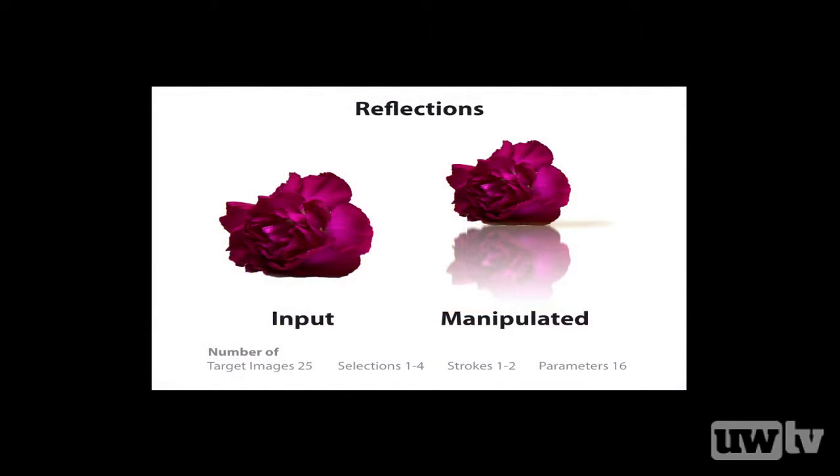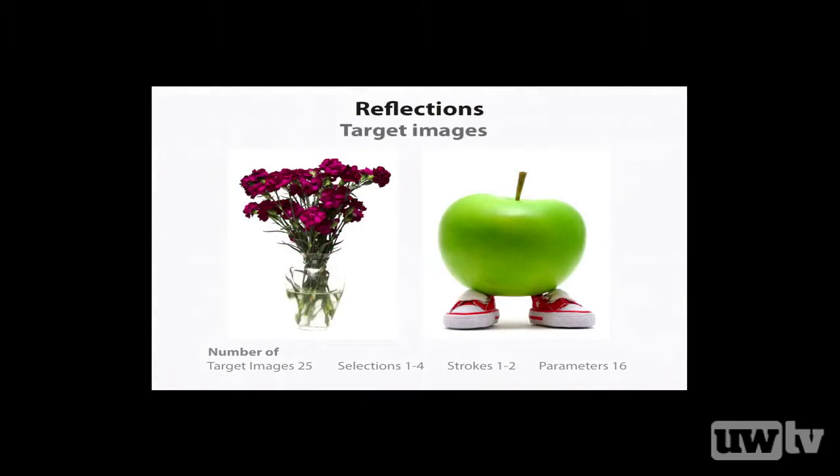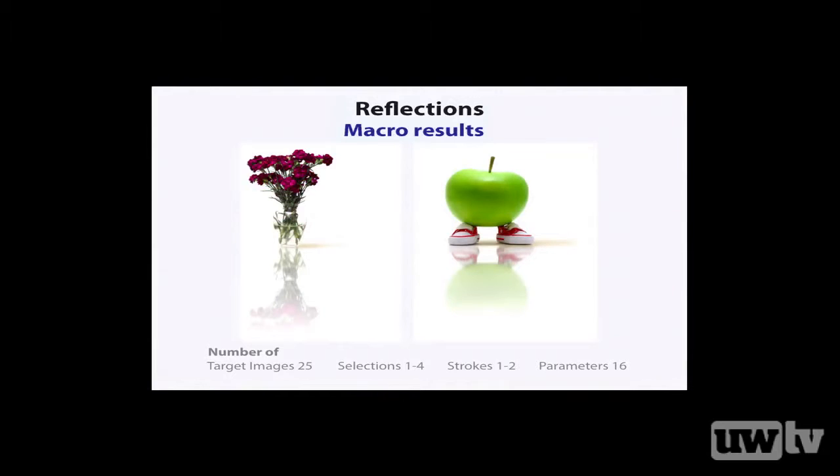So here's another example of a reflection manipulation where we reflect the object onto the background. And so note that this manipulation assumes a solid background color. Here are some new target images. And here are automatic results. So these images were correctly reflected, the objects were correctly reflected onto the background. And note that this manipulation was applied with a single button click.